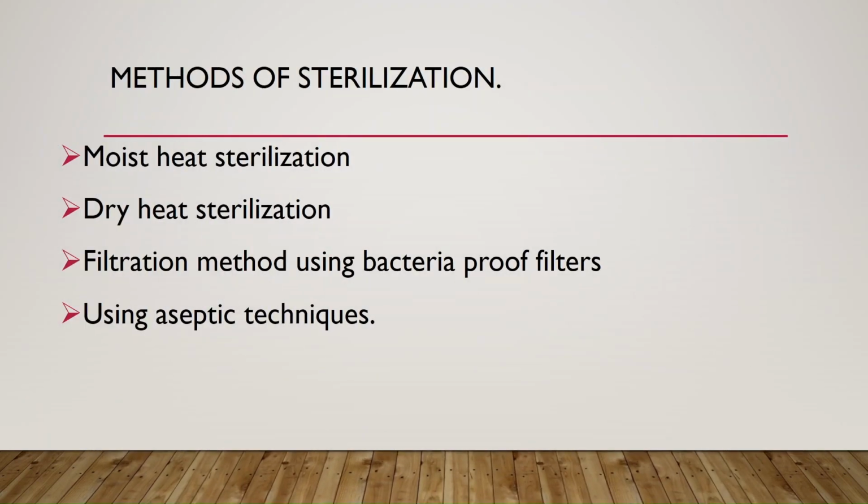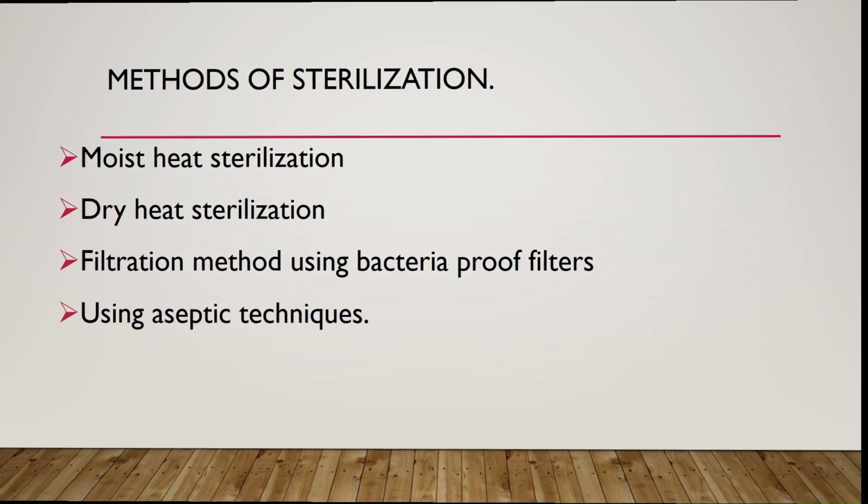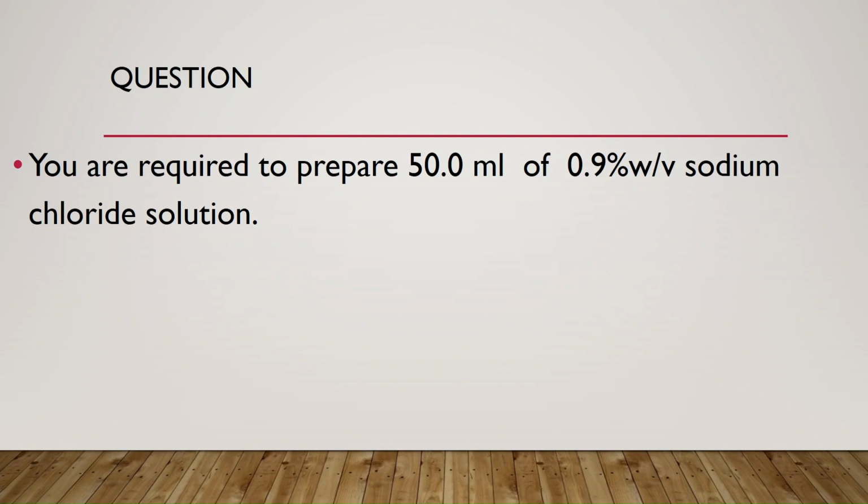So methods of sterilization, remember we have talked of it being a sterile preparation. So we also need to know how can we sterilize our product. So there are a number of methods that one can use to sterilize a product. We have what we call moist heat sterilization method, and then we have what we call dry heat sterilization. We have also what we call filtration method using the bacterial proof filters. And then we have using specific techniques, aseptic techniques.